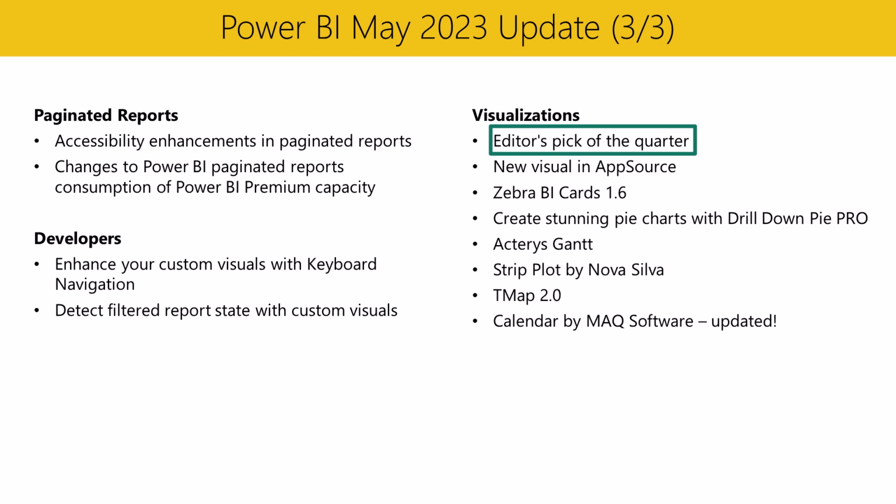The editor's picks of the quarter are Calendar Pro by OKViz, Selection Slicer by Walnut Innovation, 3DBI, Super Tables, Enlighten Aquarium, Gantt Chart by XViz, Deneb, Declarative Visualization in Power BI, and Drill Down Donut Pro.